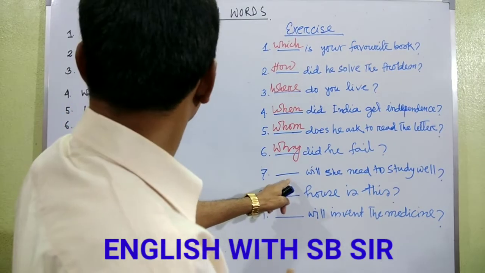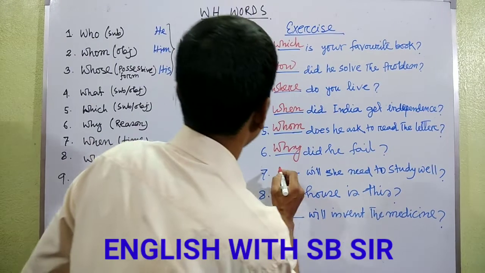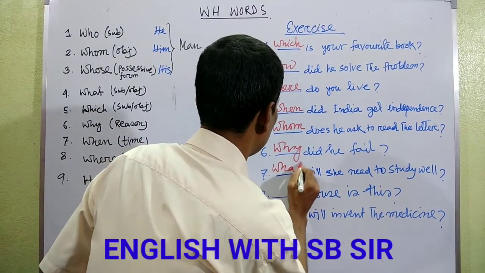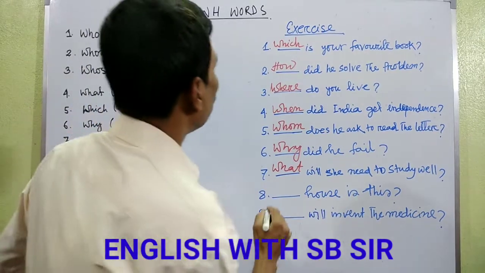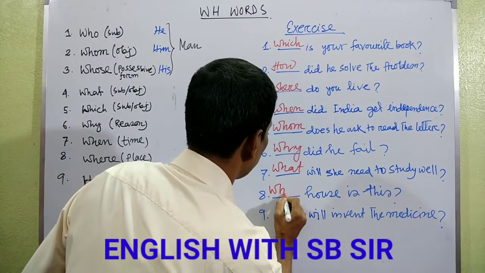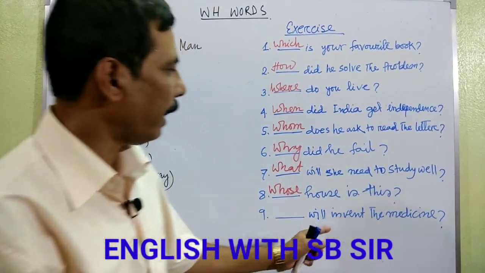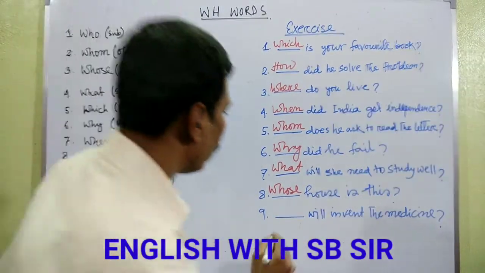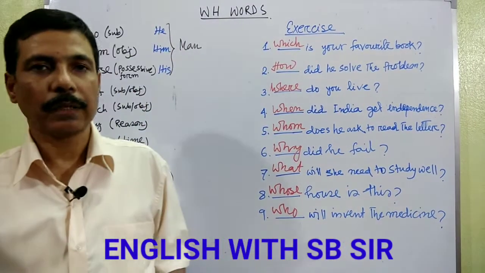Number 7, dash will she need to study well? What will she need? What. Number 8, dash house is this? Whose house is this? Possession. Number 9, dash will invent the medicine? Who will invent the medicine?